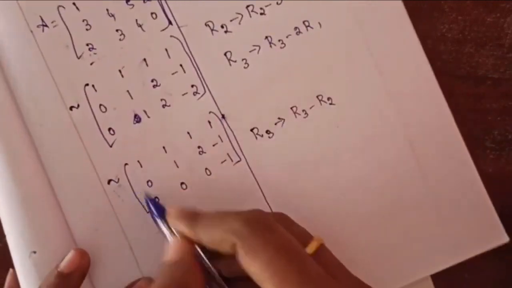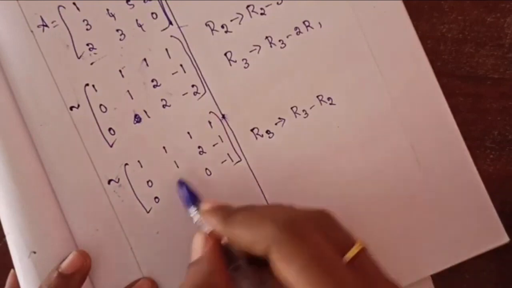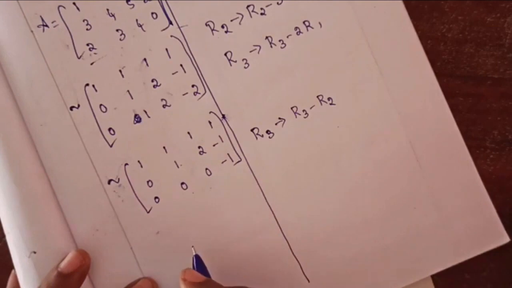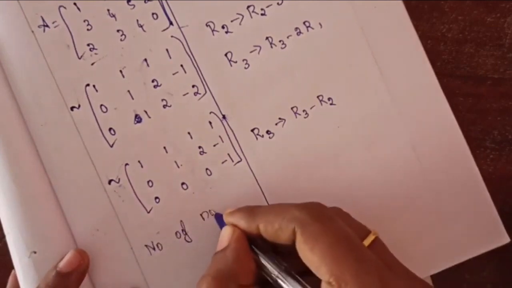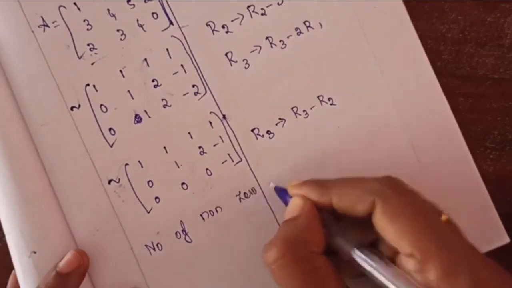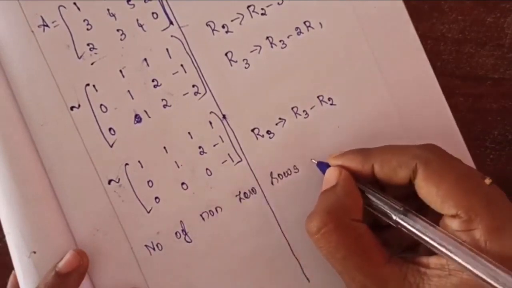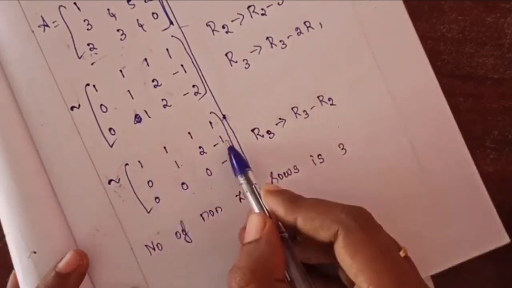Now you can check. First entry is non-zero, below that 2 entries are 0. Is it right? Maximum number of zeros are in the last row. Second non-zero element is there, down entry is 0. Now it is in echelon form. So how many non-zero rows are there? Number of non-zero rows: 3 non-zero rows. Here a non-zero row. This is also a non-zero row.